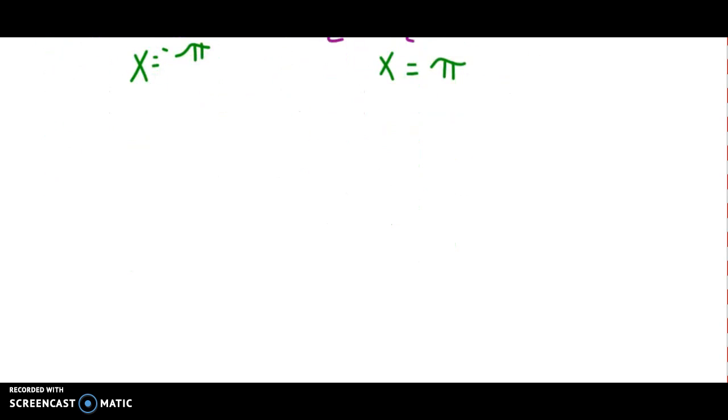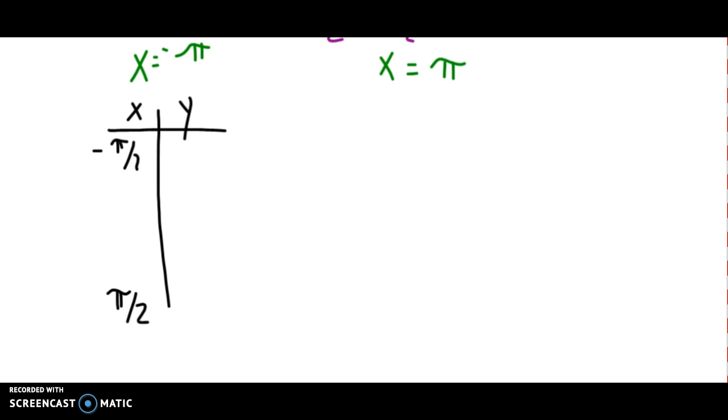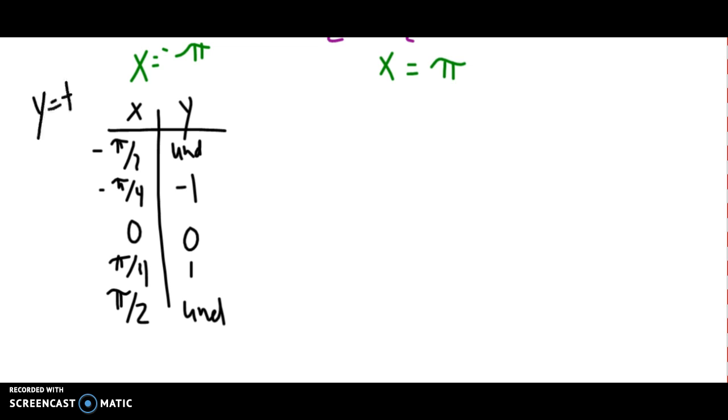So if I make my table of values, okay, I'll do it for the parent function first. Remember, normally my asymptotes happen at negative pi over 2 and positive pi over 2. Then there's 0 in the middle, negative pi over 4, and positive pi over 4. And my values, again, are undefined, negative 1, 0, 1, and undefined again. So that's of y equals tangent of x. But we are now looking at y equals negative tangent of x over 2.